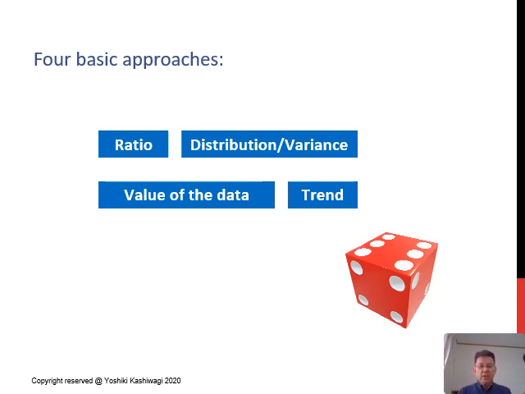Okay, let's review what we have learned so far. I introduced four basic approaches to see the characteristics of a data set: ratio, distribution or variance, value of the data, and trend. This week, we're going to focus on the distribution or variance. This is one of the four approaches. And I'm sure most of you are not familiar with this index and the concept. So I want you to familiarize yourself with the distribution and the variance.